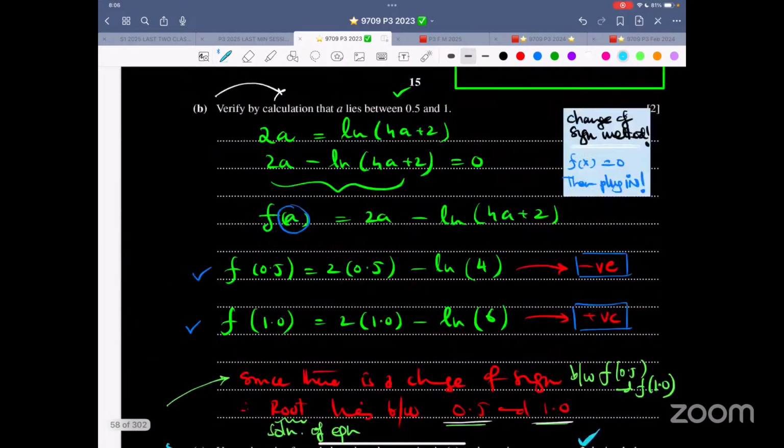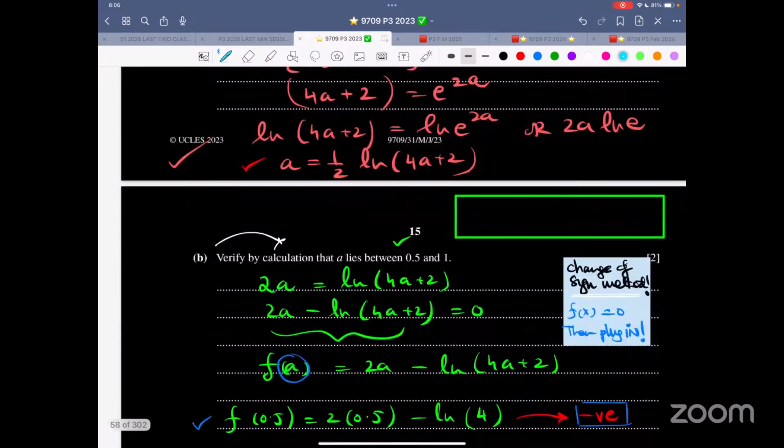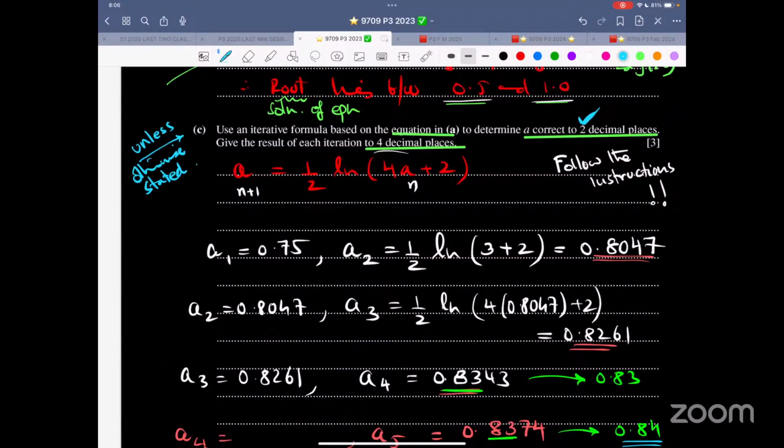So now that equation is this one that we have proven. That is a equals something. So now over here, this is your input. This is your output. This is your iterative formula. All you need is some subscripts. So we write it like this: a is half ln(4a plus 2). Underneath it, we write n. Underneath it, we write n plus 1.